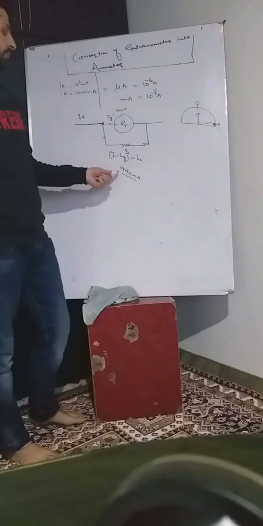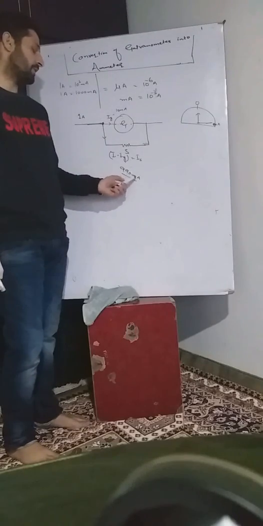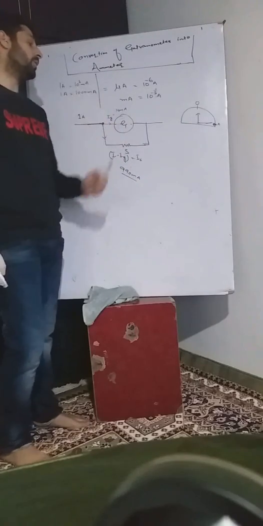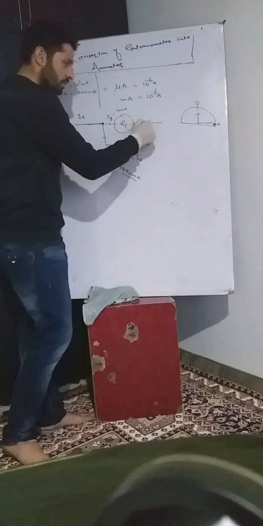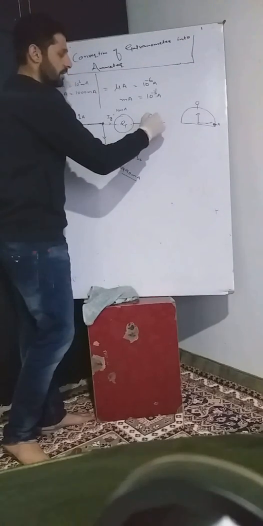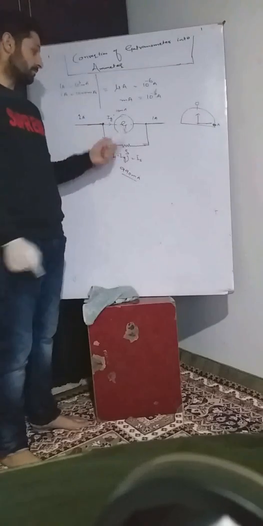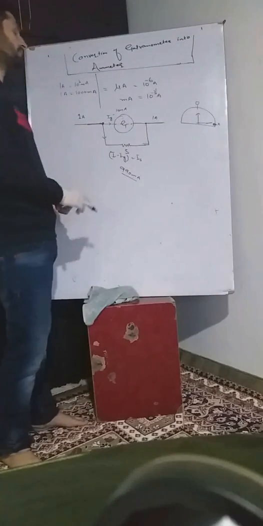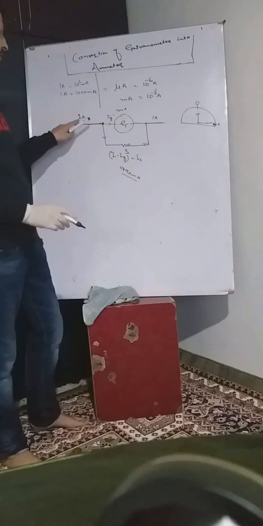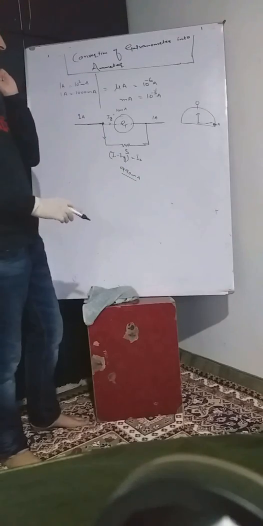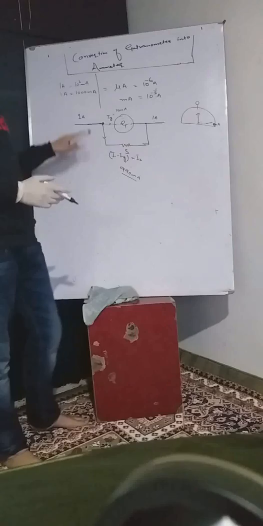So 990 milliampere goes through the shunt and 10 milliampere goes through the galvanometer, and then they combine again and a current of 1 ampere flows onward. This is full scale deflection, and this is the current corresponding to which this ammeter will show the full scale deflection, here at 1 ampere.